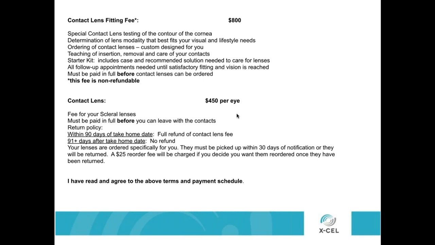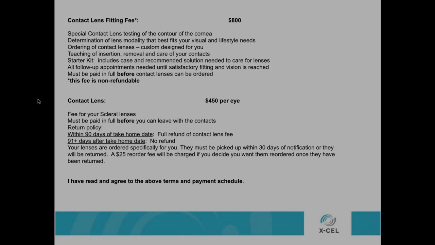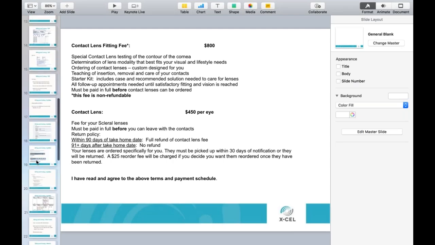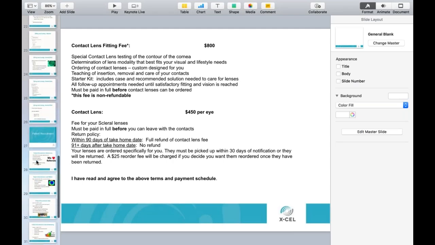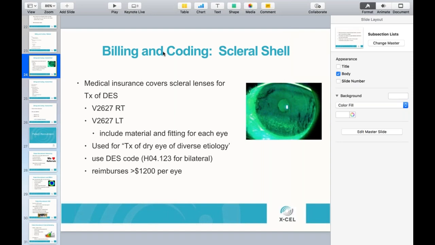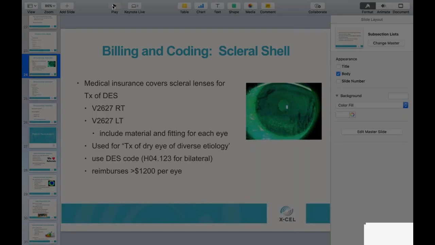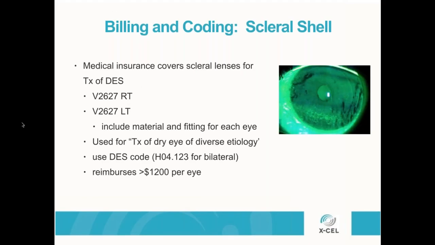Okay. Next question is, how to bill Medicare or medical insurance for scleral shell for dry eye? Yep, I'll go to that slide here. It's just going to be two lines if you're fitting two eyes, so you'll have a right and a left eye. V2627 RT for right, V2627 LT for left, and those are bundled codes.